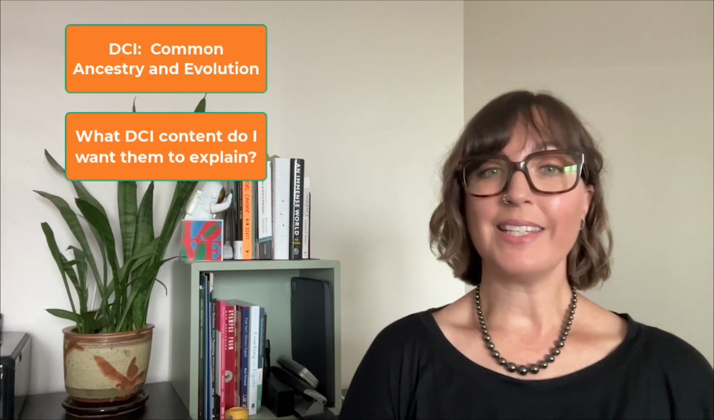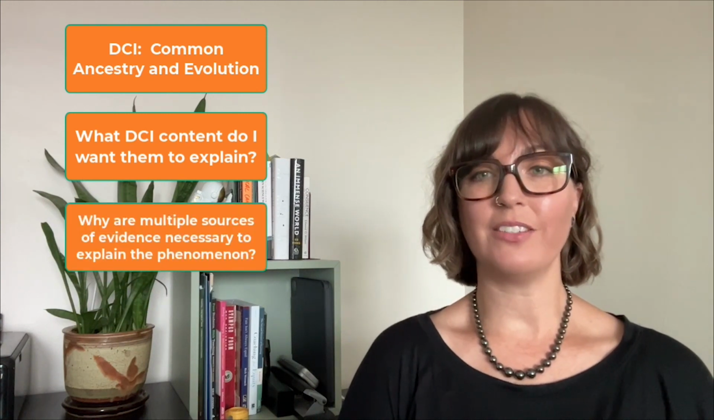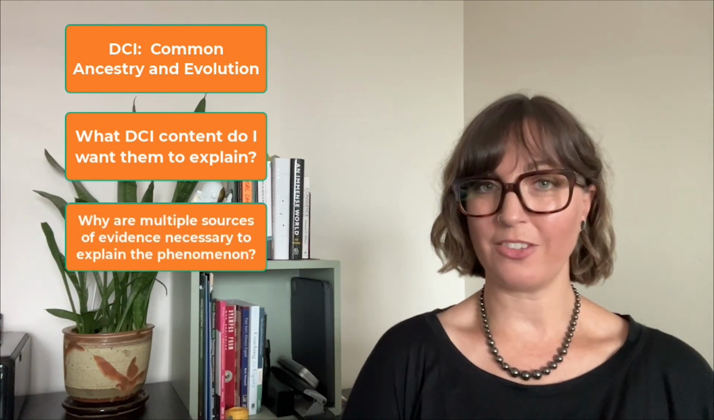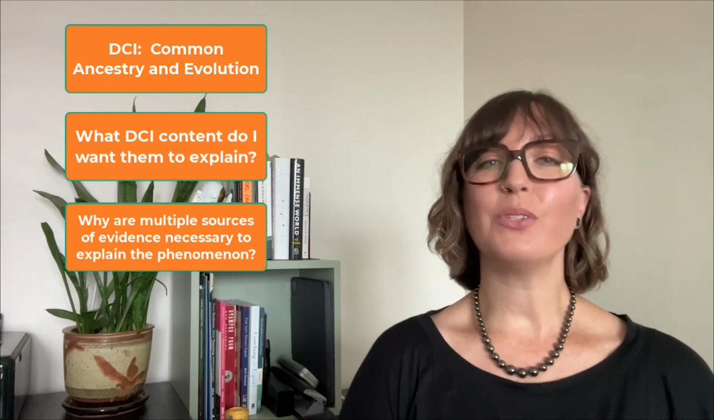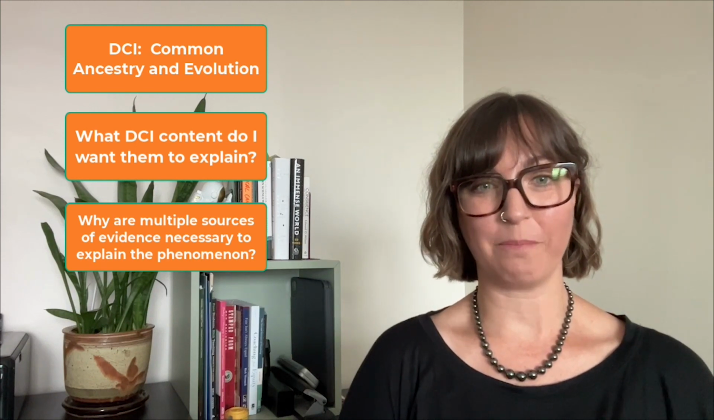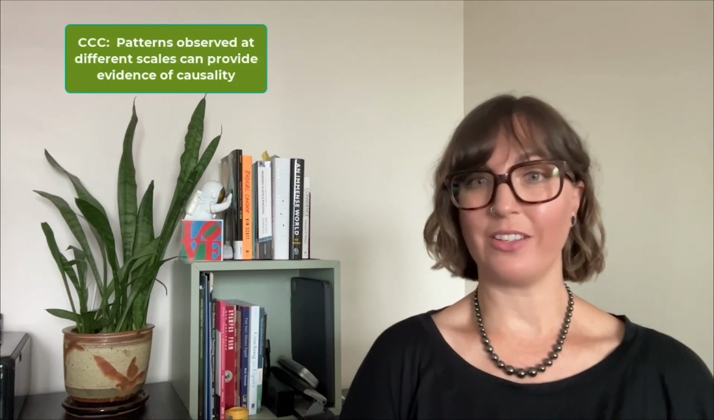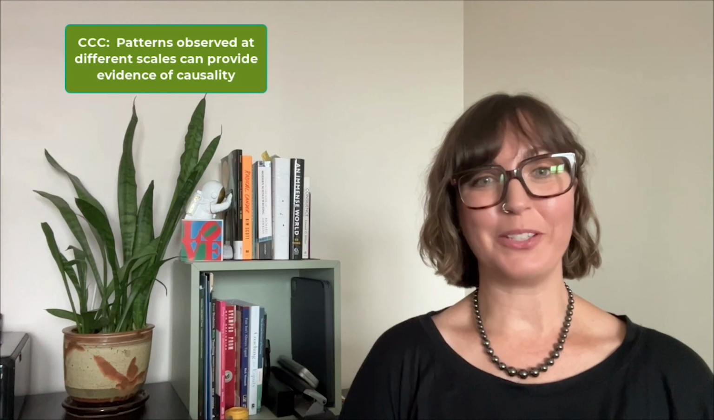But what do I want them to explain? So to hit on that DCI element, in this case, I want them to explain why multiple sources of evidence are important for establishing common ancestry among Darwin's finches. In other words, I want them to use their DCI knowledge as evidence for their explanation of this phenomenon. Finally, I have to consider, how am I going to prompt them to examine patterns on different scales to provide evidence for causality? And this one's a doozy, folks, for sure.